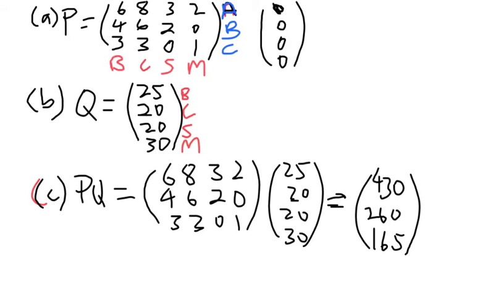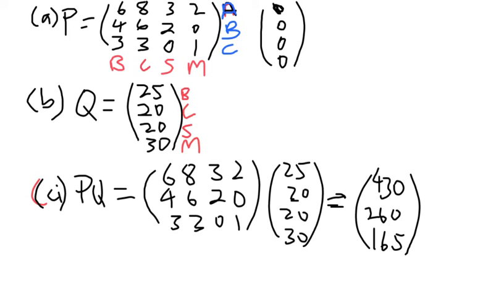Okay, I have shortened this by finding out the product PQ here for you. How we got the 430 is 6 times 25 plus 8 times 20 plus 3 times 20 plus 2 times 30. That gives 430. To get the 260, 4 times 25, 6 times 20 plus 2 times 20 plus 0 times 30. And the last one, 165, I won't explain. So this is C part 1. Okay, so part 1 is done.